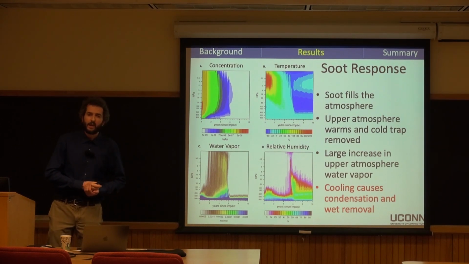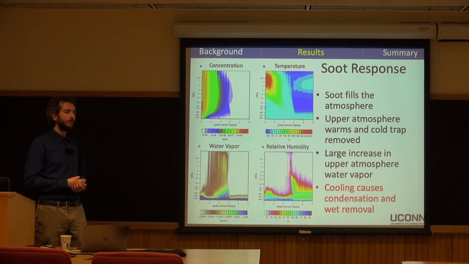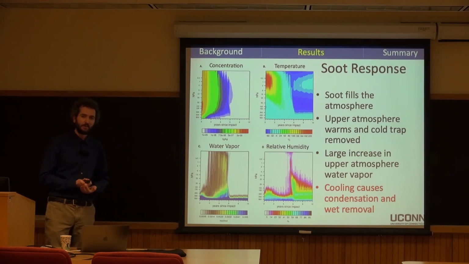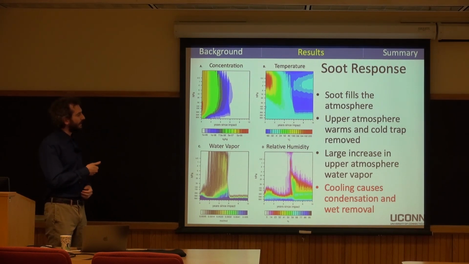And what was really surprising about some of these results and some sensitivity tests we had done is that if you actually emit less soot into the atmosphere, it takes a longer time for this feedback to occur, and you actually get more cooling from a smaller emission of soot because it's still blocking the majority of the sunlight. And vice versa, if you emitted more soot, this feedback occurs more quickly and you get this wet deposition earlier on.